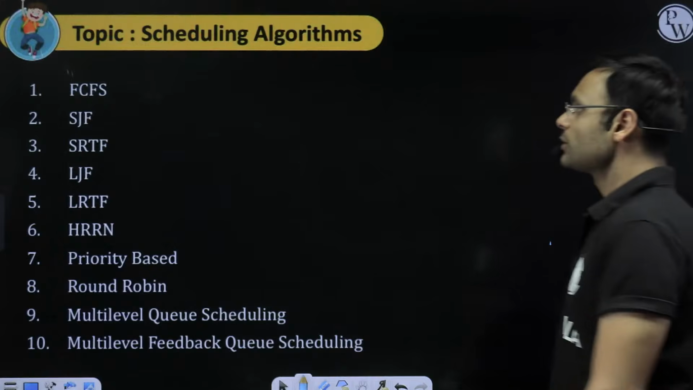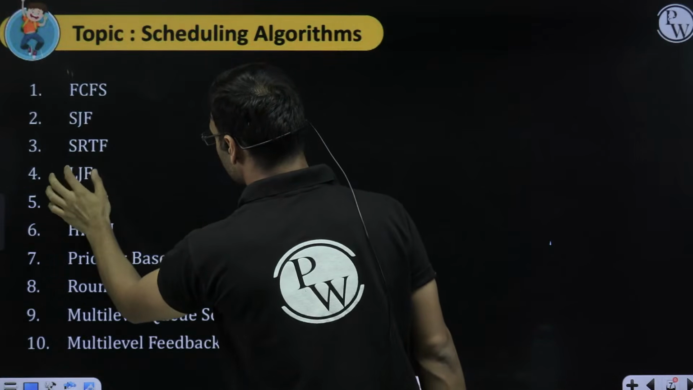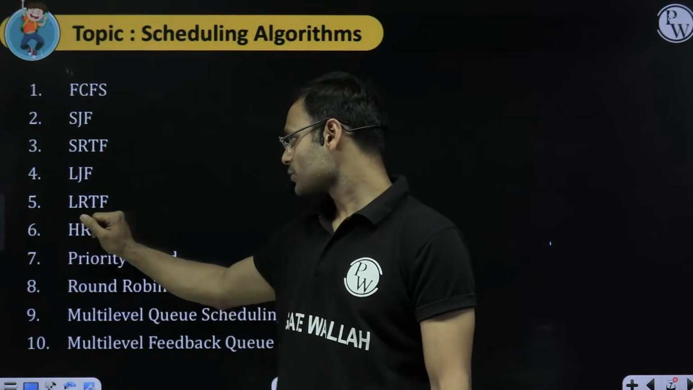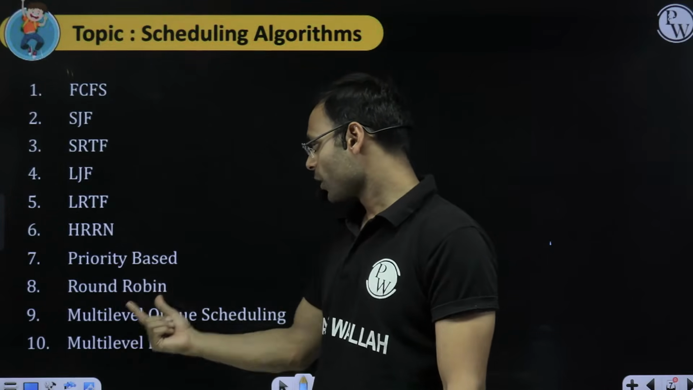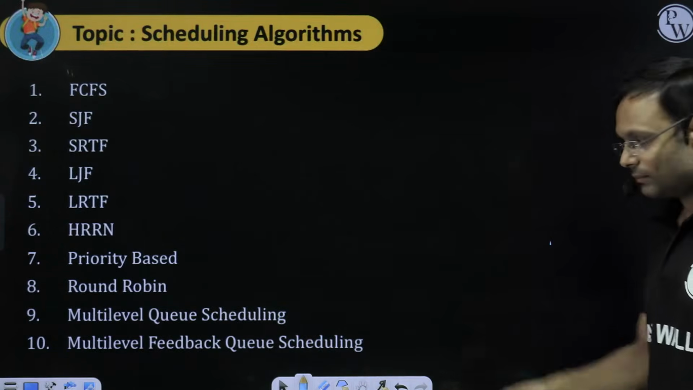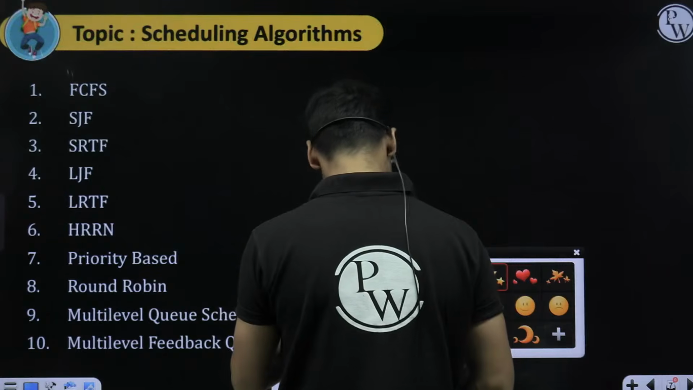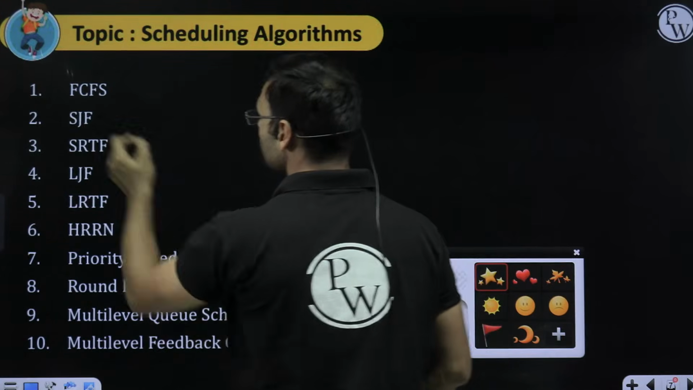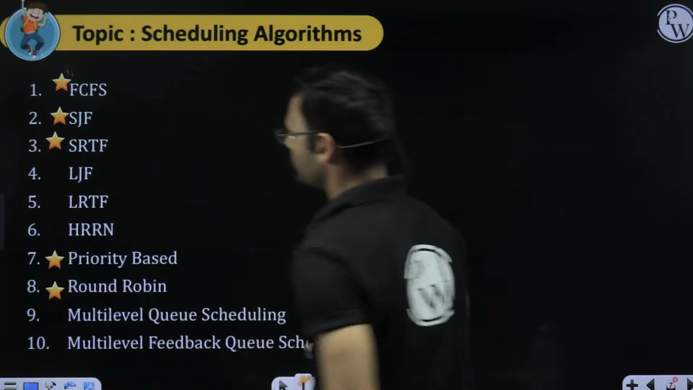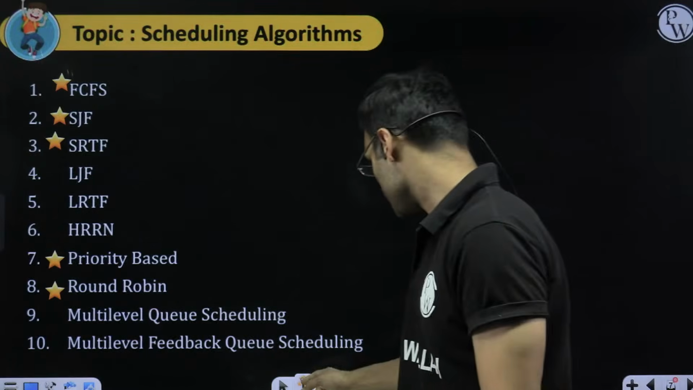These are the scheduling algorithms. First come first serve, shortest job first, shortest remaining time first, longest job first, longest remaining time first, highest response ratio next, priority based algorithm, round robin, multi-level queue scheduling, multi-level feedback queue scheduling. One by one, these algorithms we will discuss. Among them, the important ones are these five, which are the ones actually asked in the GATE questions.